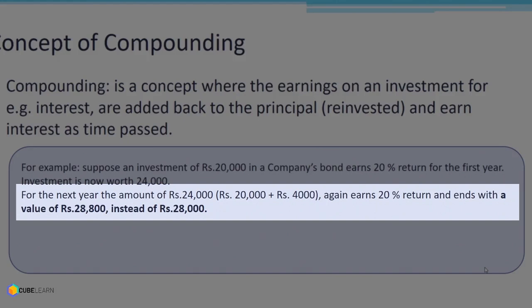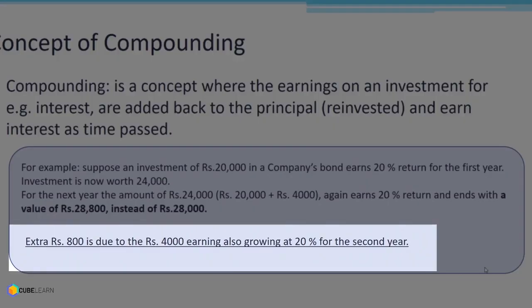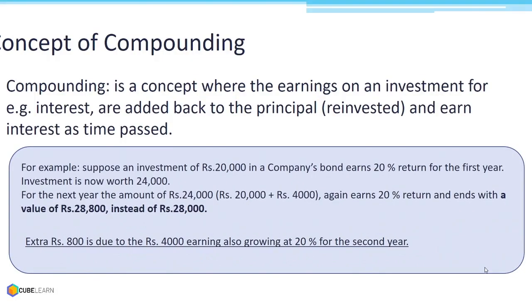In the second year, the entire 24,000, which includes rupees 20,000 original investment and 4,000 of the interest which is reinvested, earn 20% return. By the end of the second year, the investment becomes 28,800. If only the principal was earning 4,000 interest every year at 20%, the investment would have become 28,000. This additional 800 is the return on reinvested interest for the second year. This series will continue for the third year and so on.